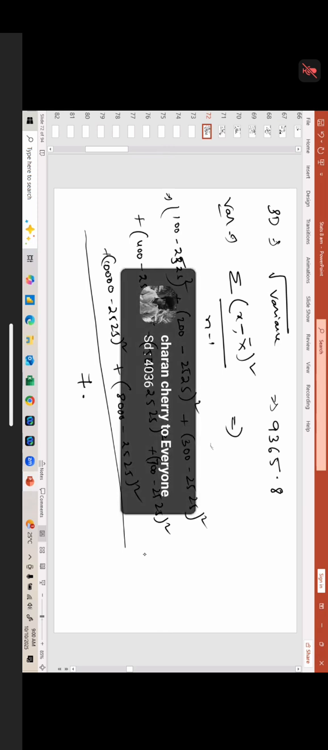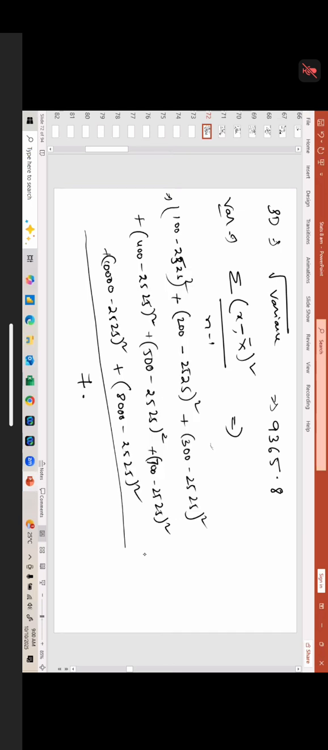Standard deviation 4036. 9365. I have got 3 answers for standard deviation: 4036, 3822, 9365. How are we calculating? Tell me that first. 100 minus 2525 whole square. We'll get some value, put that aside. Again do 200 minus that one, again do 300 minus that one whole square. Then add every value.